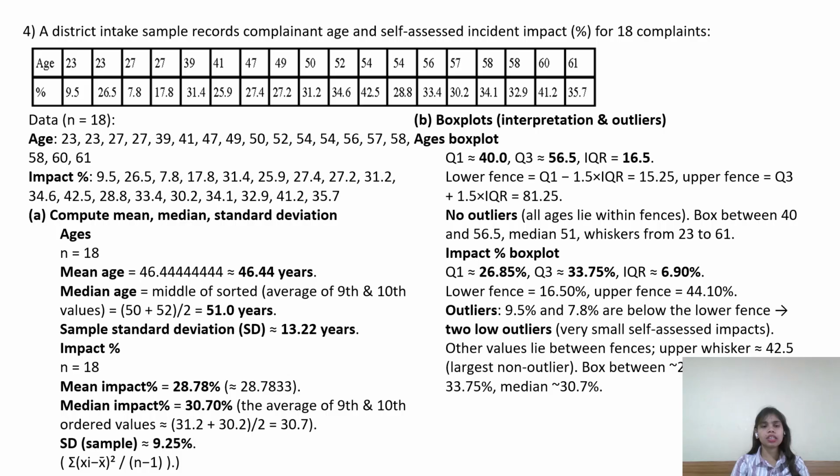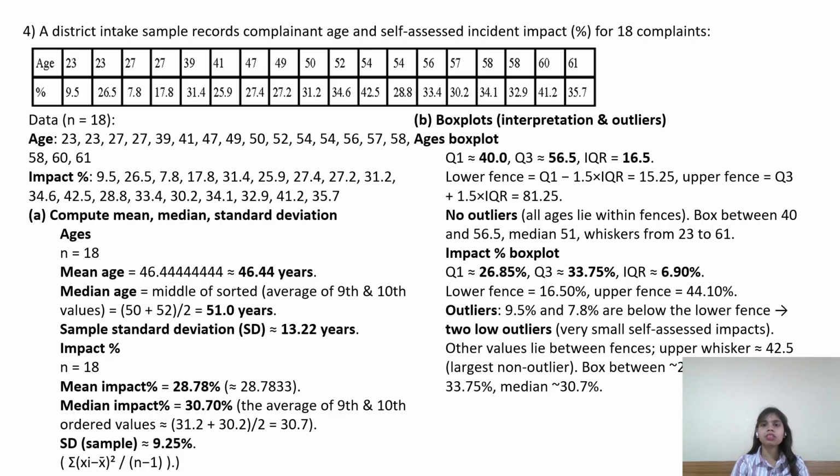N equals 18. Mean age equals 46.4. Median age, middle of sorted, equals 51 years. Age standard deviation 13.22 years. Mean impact percentage 28.7%. Standard deviation is equal to 9.25%.